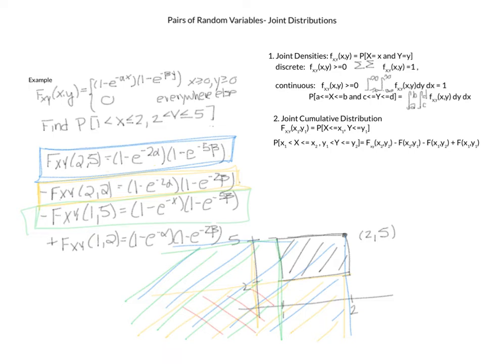And that would give me, once everything's subtracted out, the area I wanted, the black area here. And this is the answer. It's f of 2, 5 minus f of 2, 2 minus f of 1, 5 plus f of 1, 2.